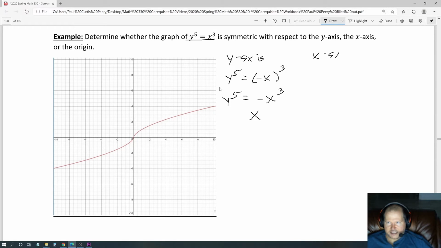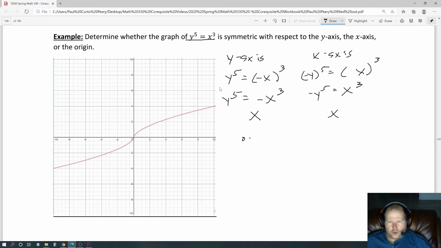Well, what about x-axis symmetry? We do the same thing, but now we have to plug in a negative y to the fifth power. So in x-axis symmetry, we put in the negative y, and (negative y) to the fifth power is negative y to the fifth power, and that is equal to x to the third power. Now this obviously does not equal the original, because the original has positive y to the fifth power equal to positive x to the third power, and this has negative y to the fifth power. So that did not equal the original, and we can't make it equal the original by multiplying or dividing both sides by negative 1, or by flipping the signs.